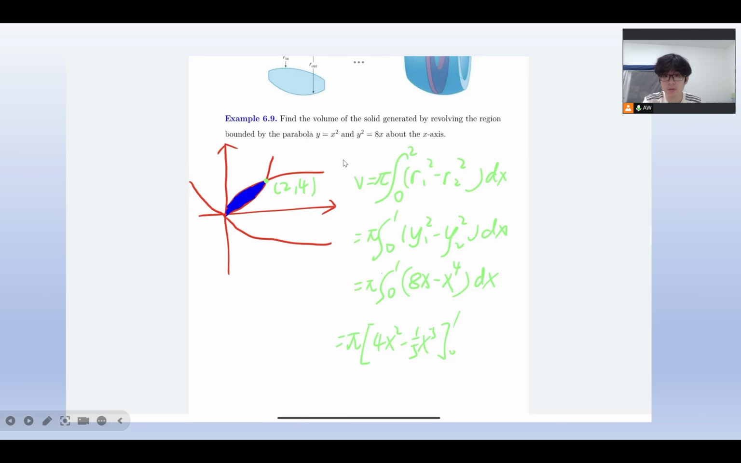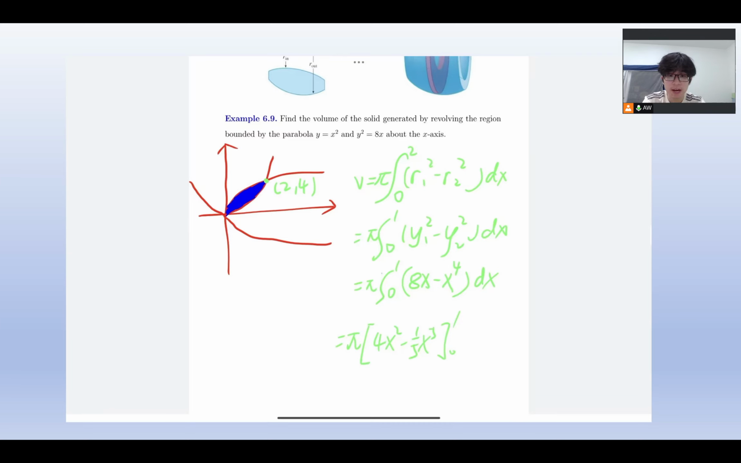And this is an example. Find the volume of the solid generated by revolving the region bounded by the parabola y equals x squared and y squared equals 8x about the x-axis. First, we can see the intersection of the two curves is (2, 4). So we can use the formula to solve this problem.